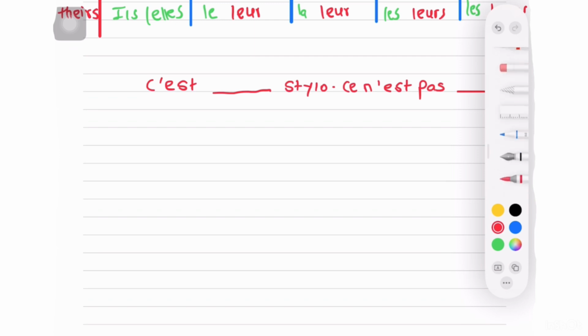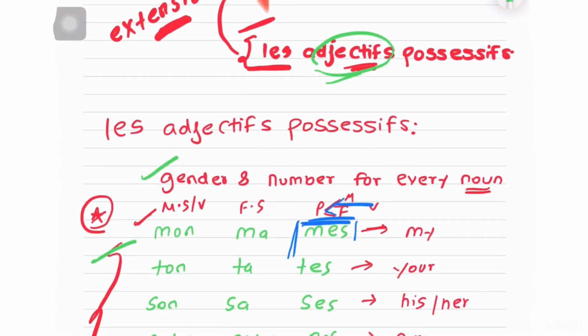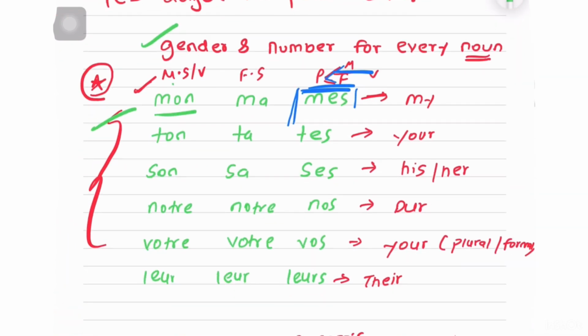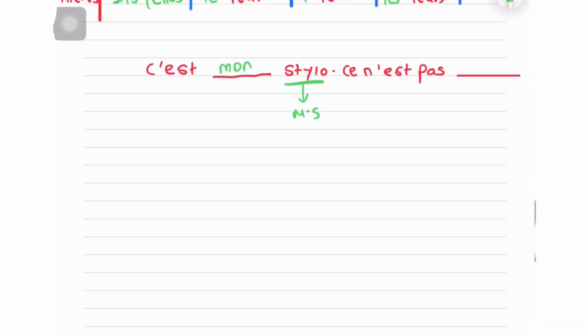So in the first part of the sentence, you have your noun, that is stylo, and before the noun we place the adjectif possessif. Now this is masculin singulier, and we're talking about my pen. I already clarified that. So here, according to the table, we'll go for mon because it's masculin singulier, so it becomes mon. Fine.